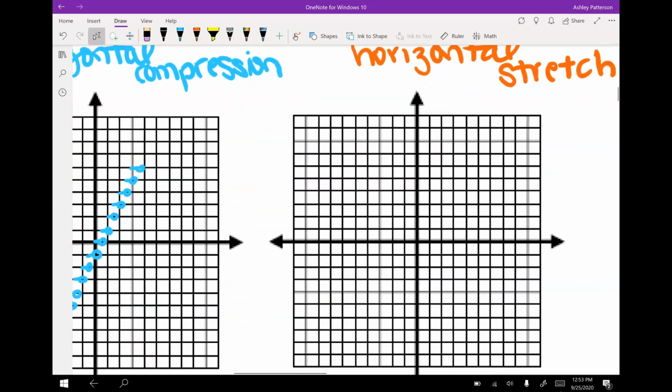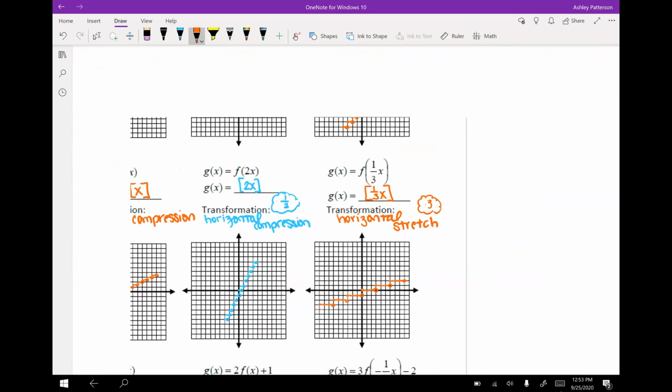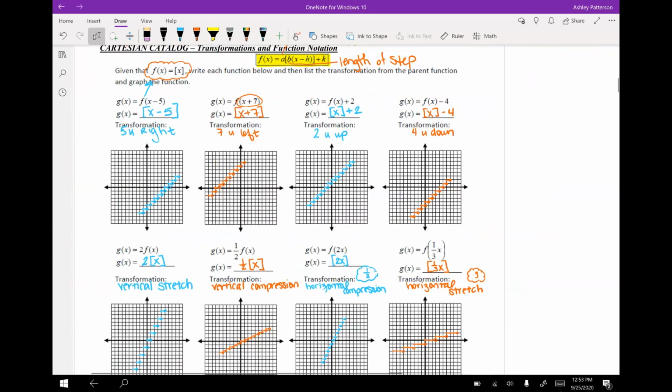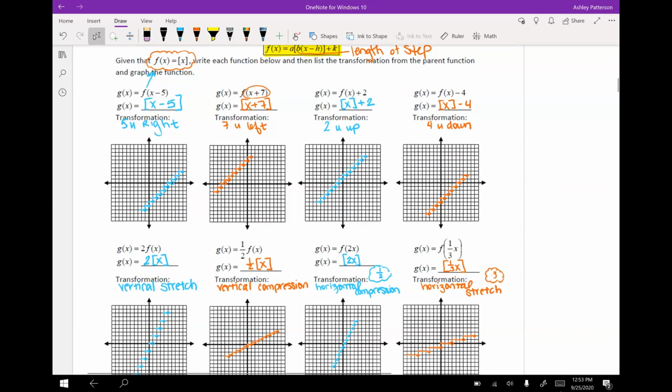What we're doing is we're starting at 0, 0, and stretching our step out 3 units. Still going up 1 unit because a is 1, but our step length is going to be 3 units long. That's the effect that the horizontal stretch has. Okay, so we've seen translations. We've seen stretches and compressions.